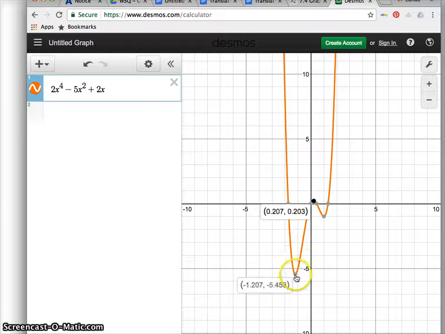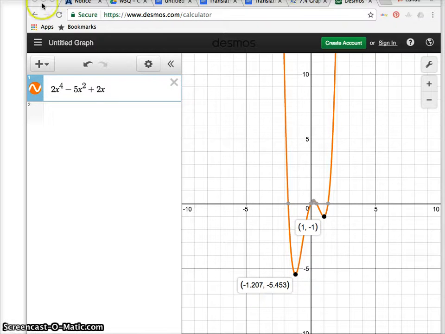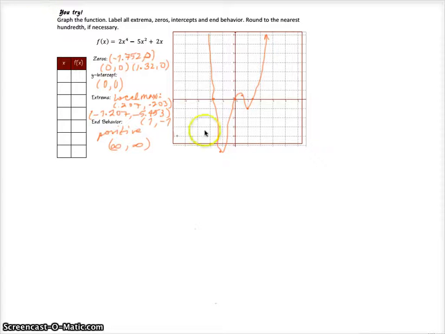0.207, 0.203. My local minimums are negative 1.207, negative 5.453, and negative 1, 1. So let's go look at the graph that we sketched. It should look similar, not exactly perfect. Okay, so here it is, a similar looking graph. I'm missing this minimum here, and then make sure you go fill out your chart.